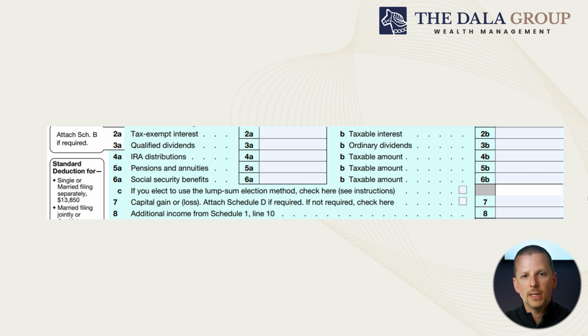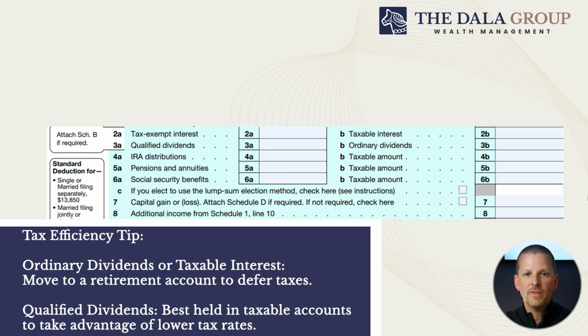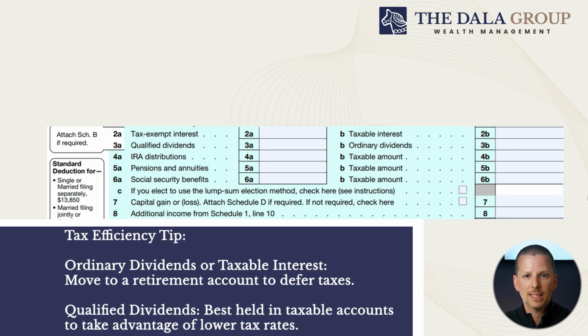Like the interest reported, we look at the dividends to see if there's a more tax-efficient way to position the investments. If possible, investments that pay ordinary dividends or taxable interest are moved to a retirement account, whereas investments that pay qualified dividends should be held in a taxable account to take advantage of the preferential tax treatment.